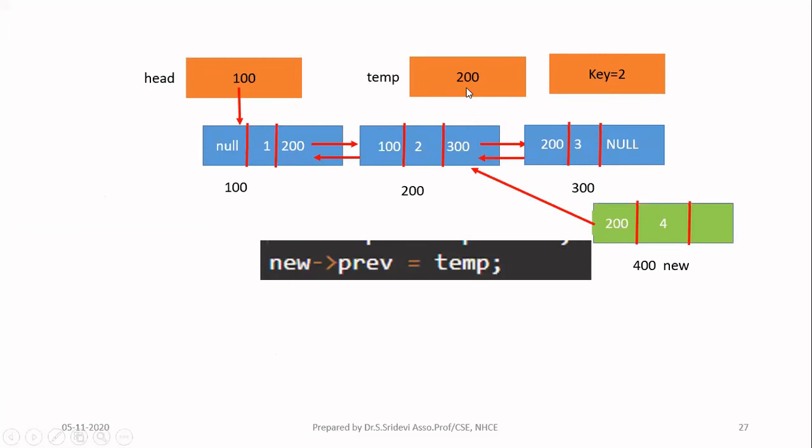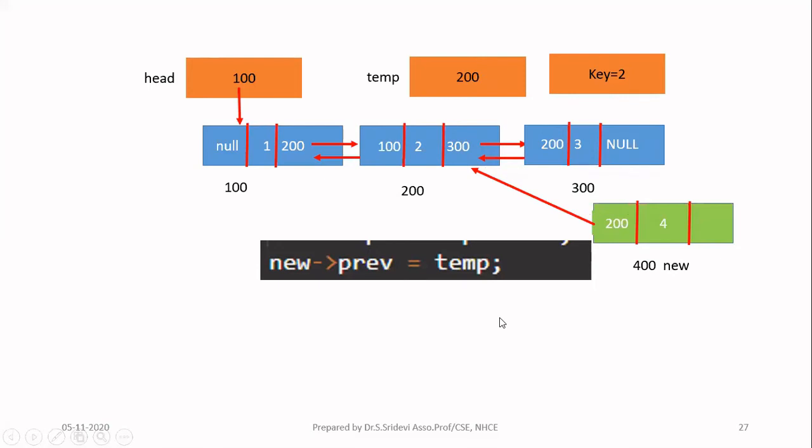So let us see the next slide. When you come outside the loop, your temp will have 200. Now what you have to do? You have to insert this green color node here after this. In the previous field of the green color node, you have to store the address of this node. The address of this node is available in temp, 200. So you store it in the previous field of the green color node. So I am writing new arrow previous is equal to temp, because temp is 200, and I have to store it in the previous field of the new node. When I do that, this pointer is created.